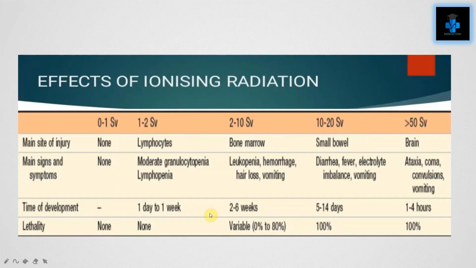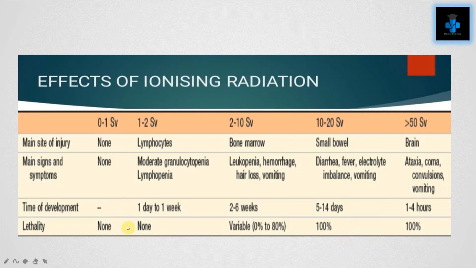Now this table here shows the effects of ionizing radiation. The main site of injury and main signs and symptoms are discussed. For example, the lymphocytes, when exposed to 1 to 2 sieverts of radiation, result in moderate granulocytopenia and lymphopenia. Whereas higher doses like 2 to 10 sieverts, when dealing with bone marrow, result in leukopenia, hemorrhage, hair loss, and vomiting. Even higher doses like the 10 to 20 range act on the small bowel. It may result in diarrhea, fever, electrolyte imbalance, and vomiting. Very much higher, like more than 50 sieverts, can affect the brain and result in ataxia, coma, convulsions, and vomiting.